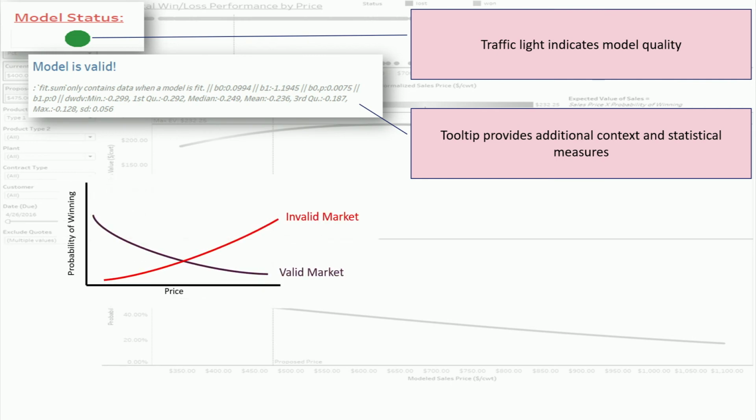And what I mean from an economic perspective is we all have a kind of intuitive understanding of what's valid and what's not when it comes to demand curves. And if we see a situation where the model is showing, hey, as price goes up, our probability of winning goes up, then alarm bells start to ring in our head.